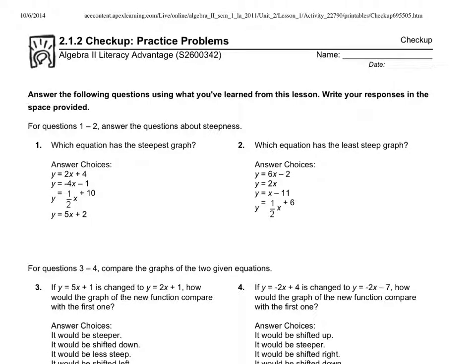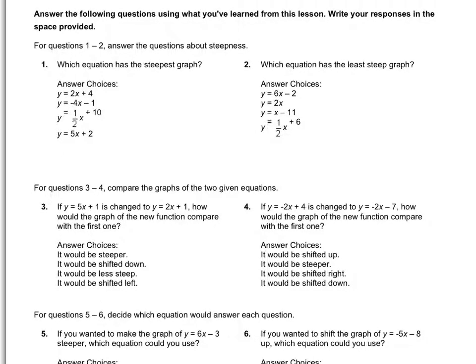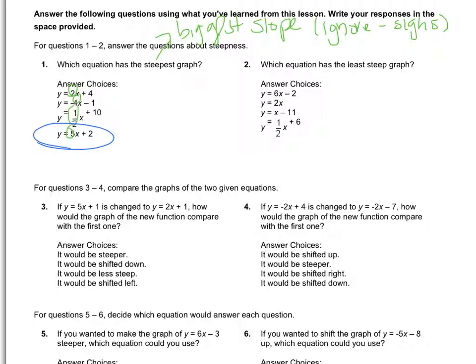So we're going to take some of this information that we learned, or all the information we learned rather, and actually utilize it for our question. It says, which equation has the steepest graph? Well, recall the steepest graph means it has the biggest slope. We're trying to decide what's the biggest slope. We ignore any negative signs, so we are just looking at the numbers: 2, 4, 1/2, and 5. Which one's the steepest? That's going to be the one that's the biggest, and that's going to be y equals 5x plus 2.